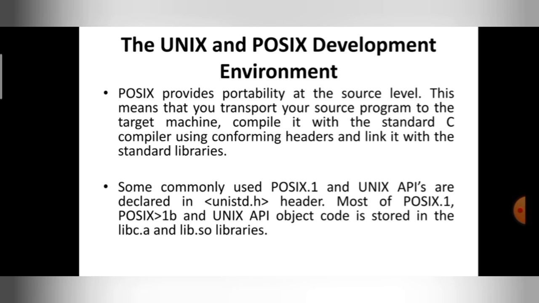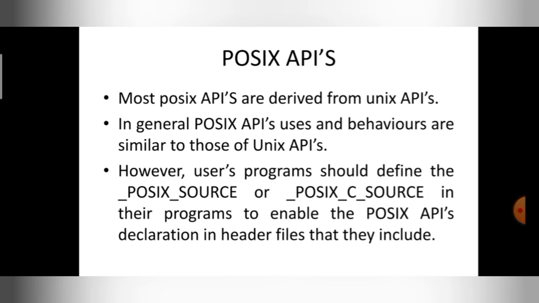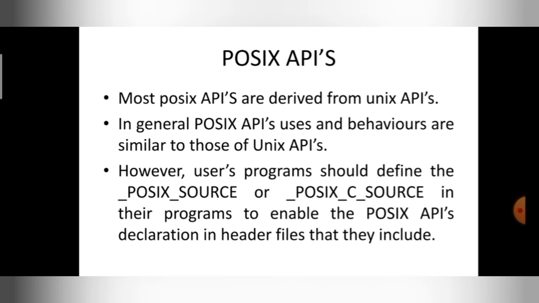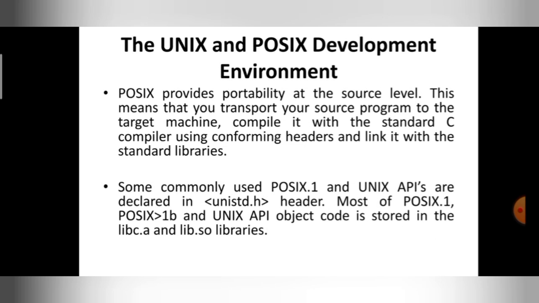So your POSIX APIs can be executed in a C compiler also. It's possible. You can include this statement and you can use it, right? Some commonly used POSIX.1 and UNIX APIs are declared in the unistd.h header. Remember that. Whatever APIs you are going to use, UNIX or POSIX, will be defined in the unistd.h header. And if you want to use that API, you have to include this statement, _POSIX_SOURCE or _POSIX_C_SOURCE.